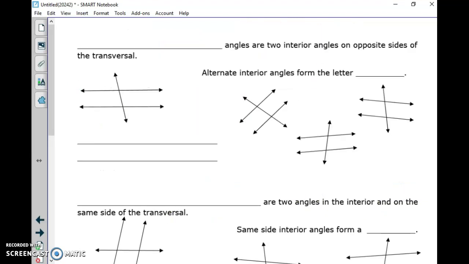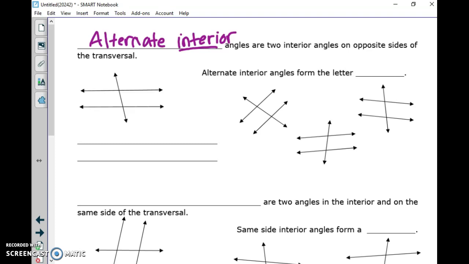On to the back side, we have some more angle relationships. So we are going to have, as our next one, alternate interior angles. Okay. So you can see the second word, interior, you know they have to be on the inside. Alternate means they're on alternate sides of the transversal. So again, its angles are two interior angles on opposite sides of the transversal.